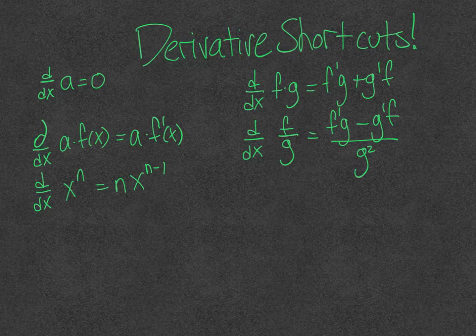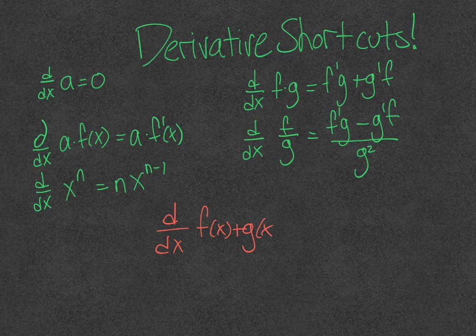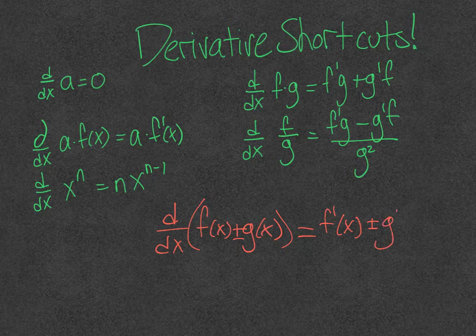I missed one in writing these down. We also have a rule that's a shortcut for two functions being added together. You could also say subtracted, since those are inverse operations. And that ends up being f prime of x plus or minus g prime of x.